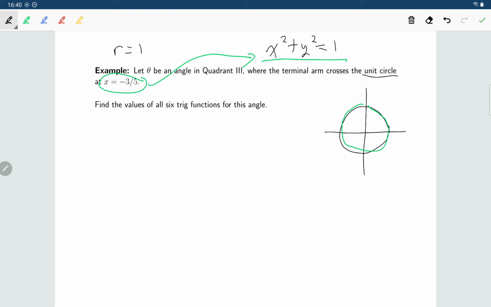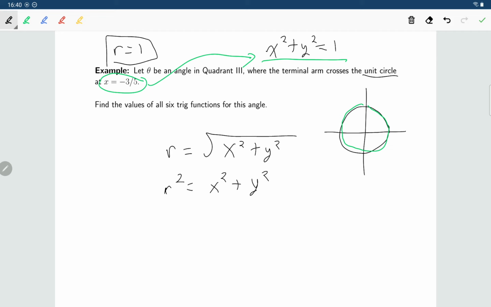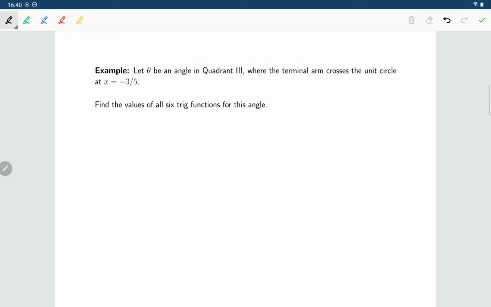You could also think about this as coming from our formula for r. Remember that r was square root of x squared plus y squared, or in other words, r squared is x squared plus y squared. And since we're on a unit circle, r is 1, and that's another way of thinking about where that equation is coming from. Anyhow, so let's find our value for y.